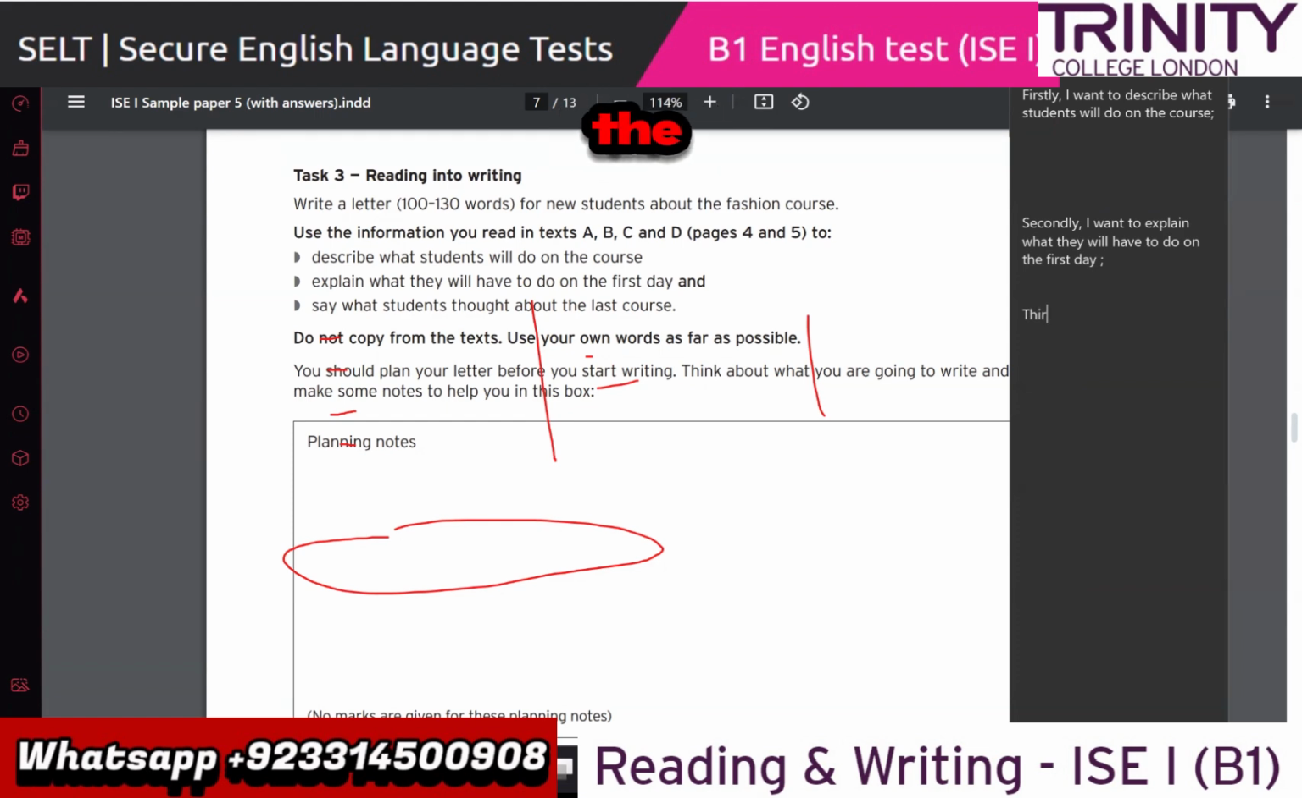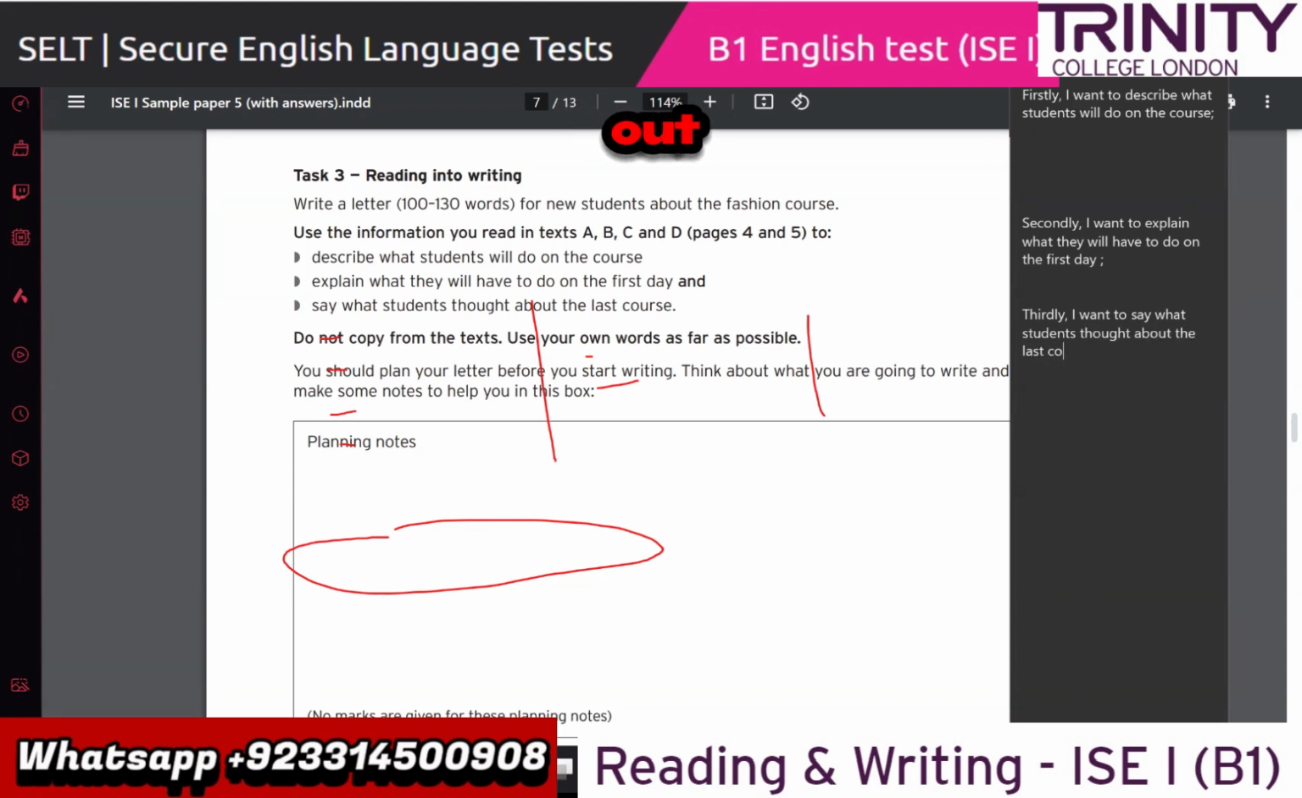Girish, you do not know the spelling of finally, okay? You just write it with a single L, write it with a double L. Or if you don't want to use that, just go with thirdly. Thirdly, I want to say what students thought about the last course.